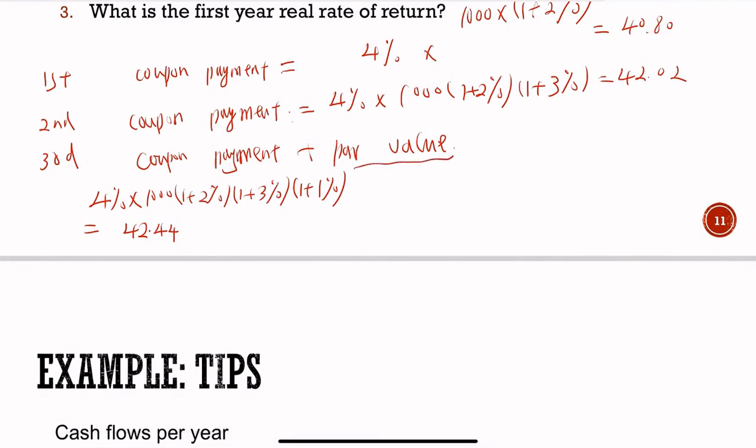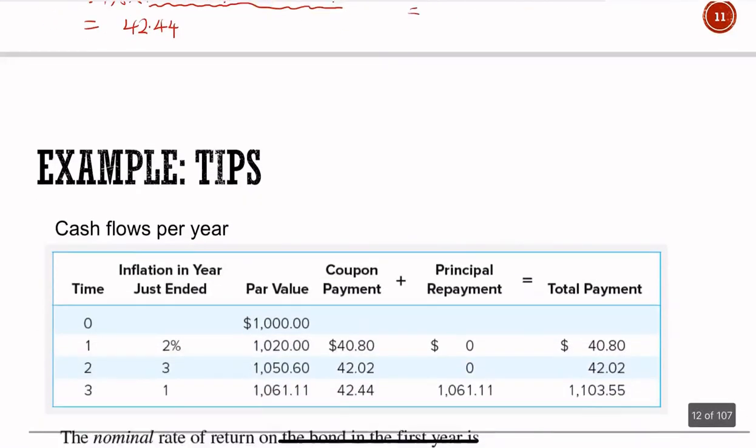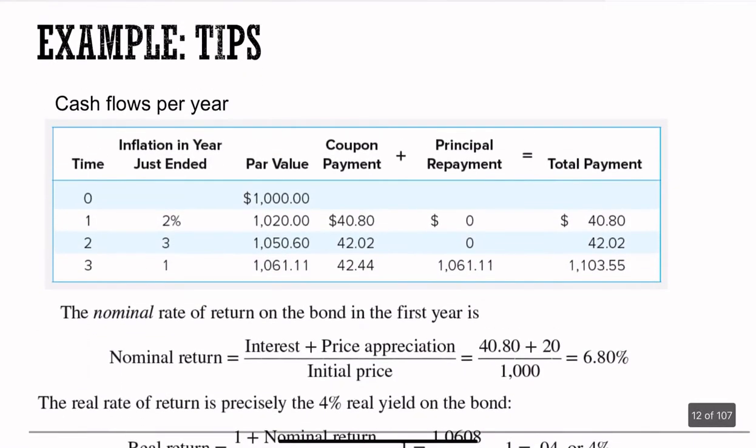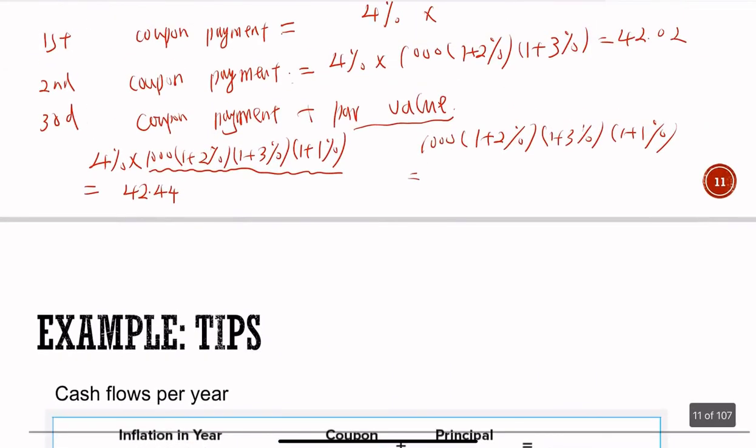Now, what is the par value? Well, par value is easy, because this is essentially our par value here. So par value is given by 1,000 times 1 plus 2%, 1 plus 3%, 1 plus 1%, which is this number. So it's 1061.11.